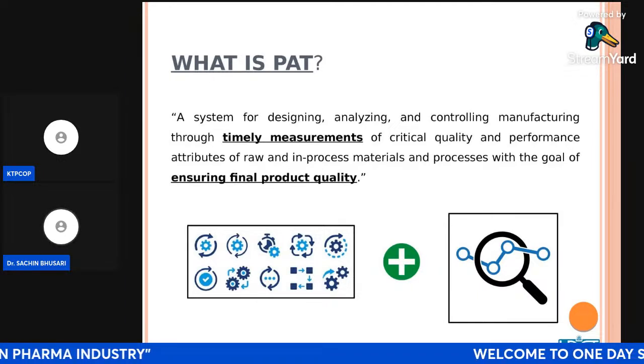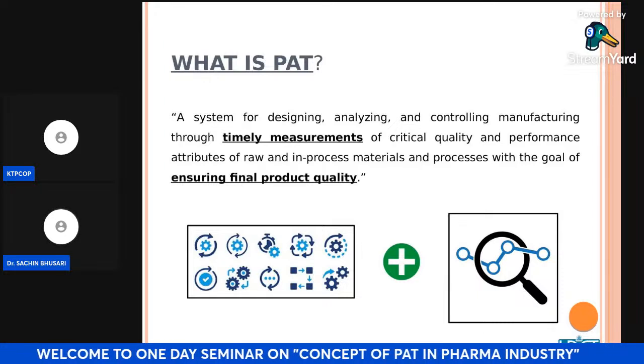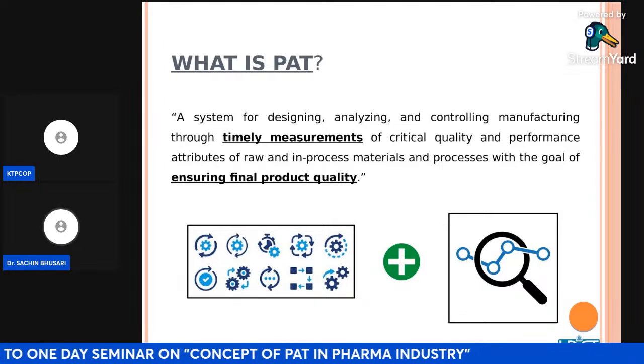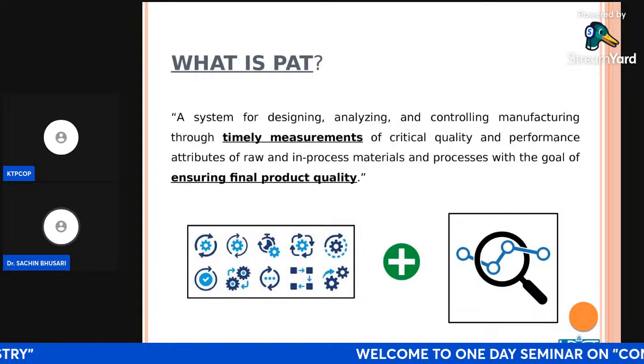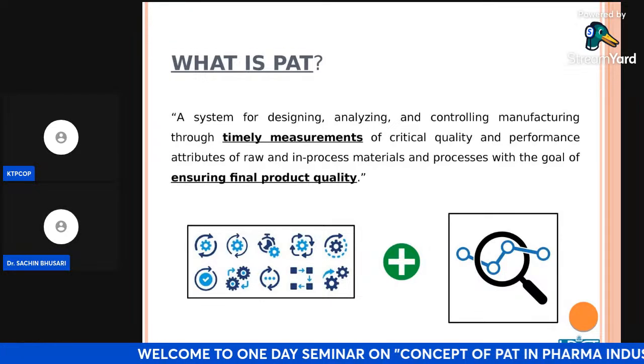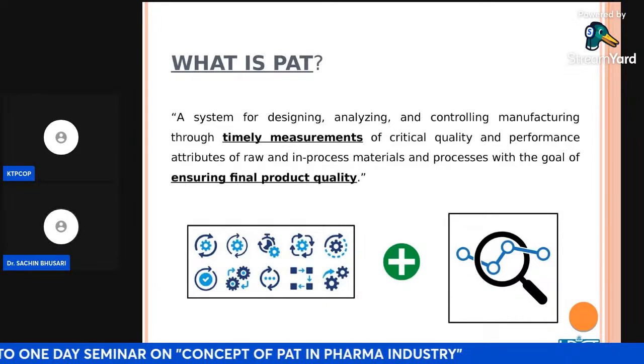If you look into this graphical representation or picture, you can see at the left side, it's a process which is coupled with some analysis. And if you try to manage all this process with some analytics, then it is something like PAT, process analytical technology. So try to understand that PAT is a technology through which we are trying to manage some processes with the help of some analytical tools.